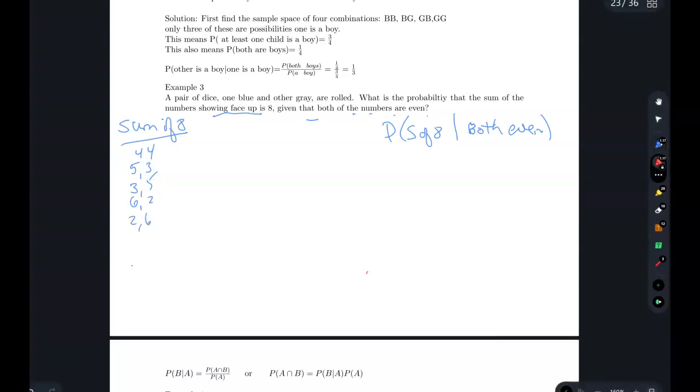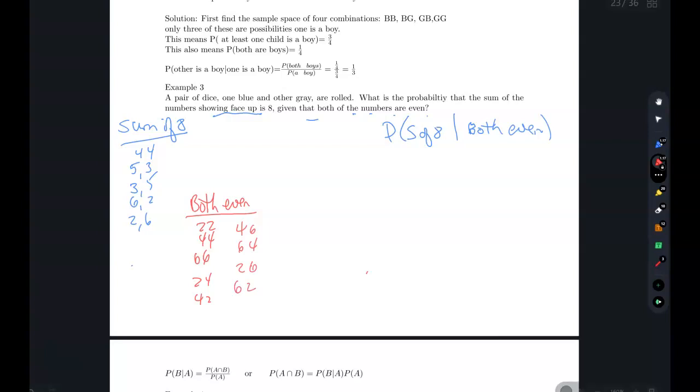All right, so let's look at how many combinations I have where they're both even. So both even: 2, 2; 4, 4; 6, 6; 2, 4; 4, 2; 4, 6; 6, 4; 2, 6; and 6, 2.